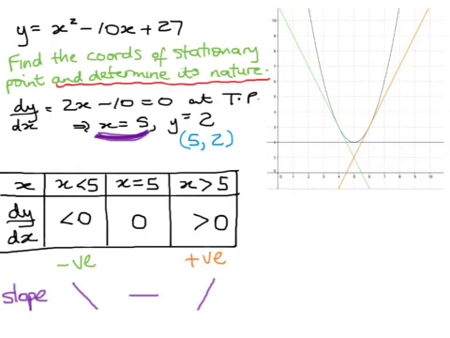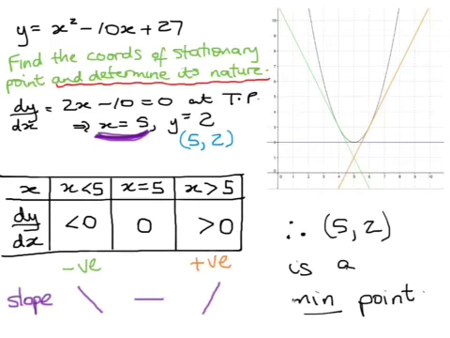Well, what would the slopes look like? A negative slope comes down. At 0, I know I have a horizontal line, and a positive slope goes up. Therefore, (5, 2) is a minimum point. I hope you can actually see that. It's kind of modeled out here for us. Here, see? Comes down, stationary, and goes back up. A minimum point.